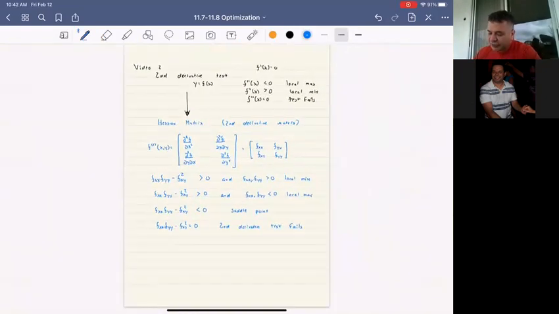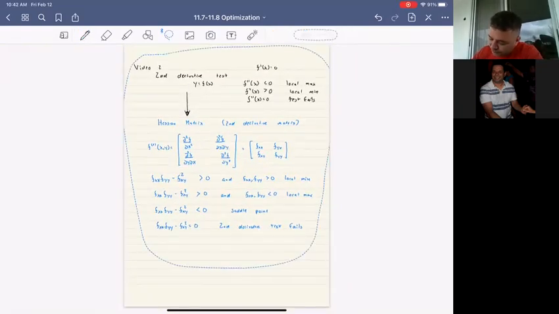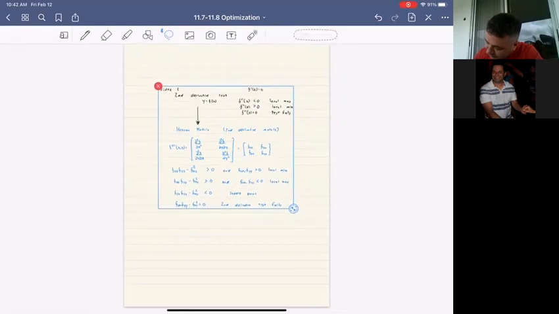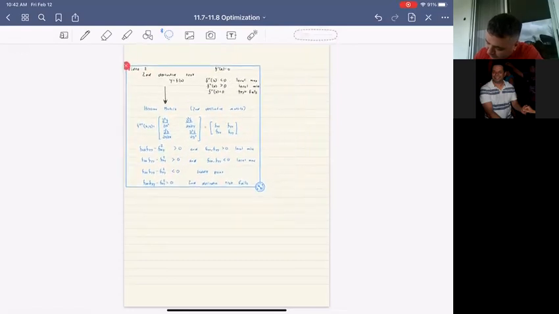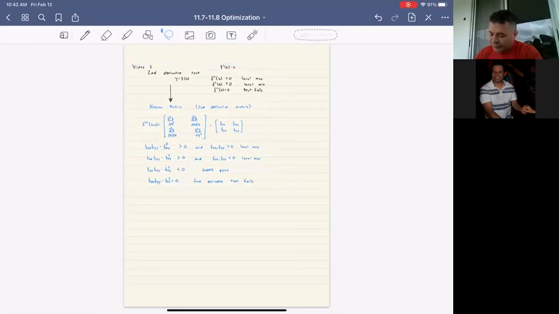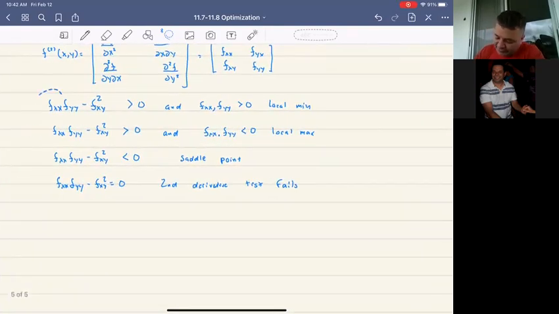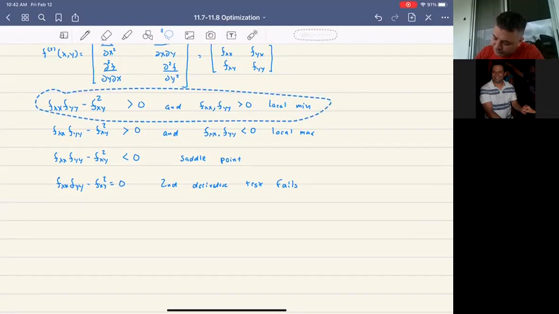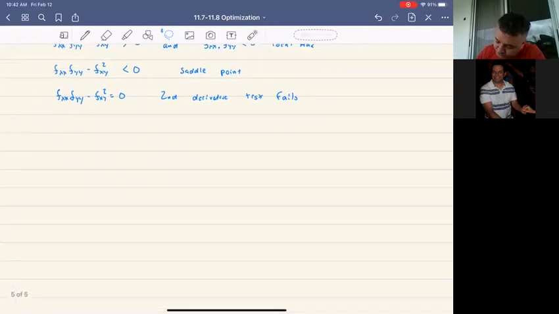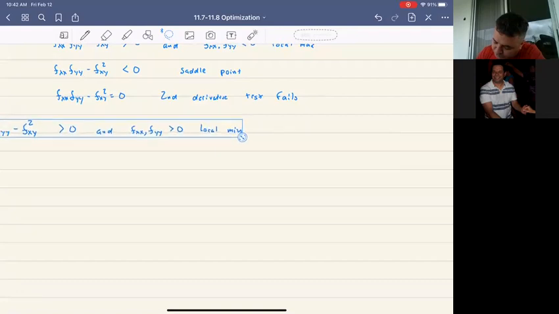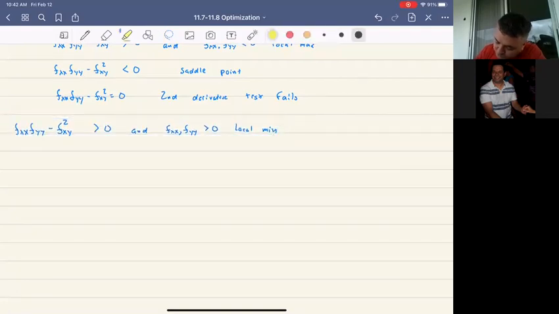Okay, so let's take a look at the prototypical or canonical examples. Let's take a look at this example first. The typical example to think about is the one we actually started the day with: f of x, y equals x squared plus y squared.